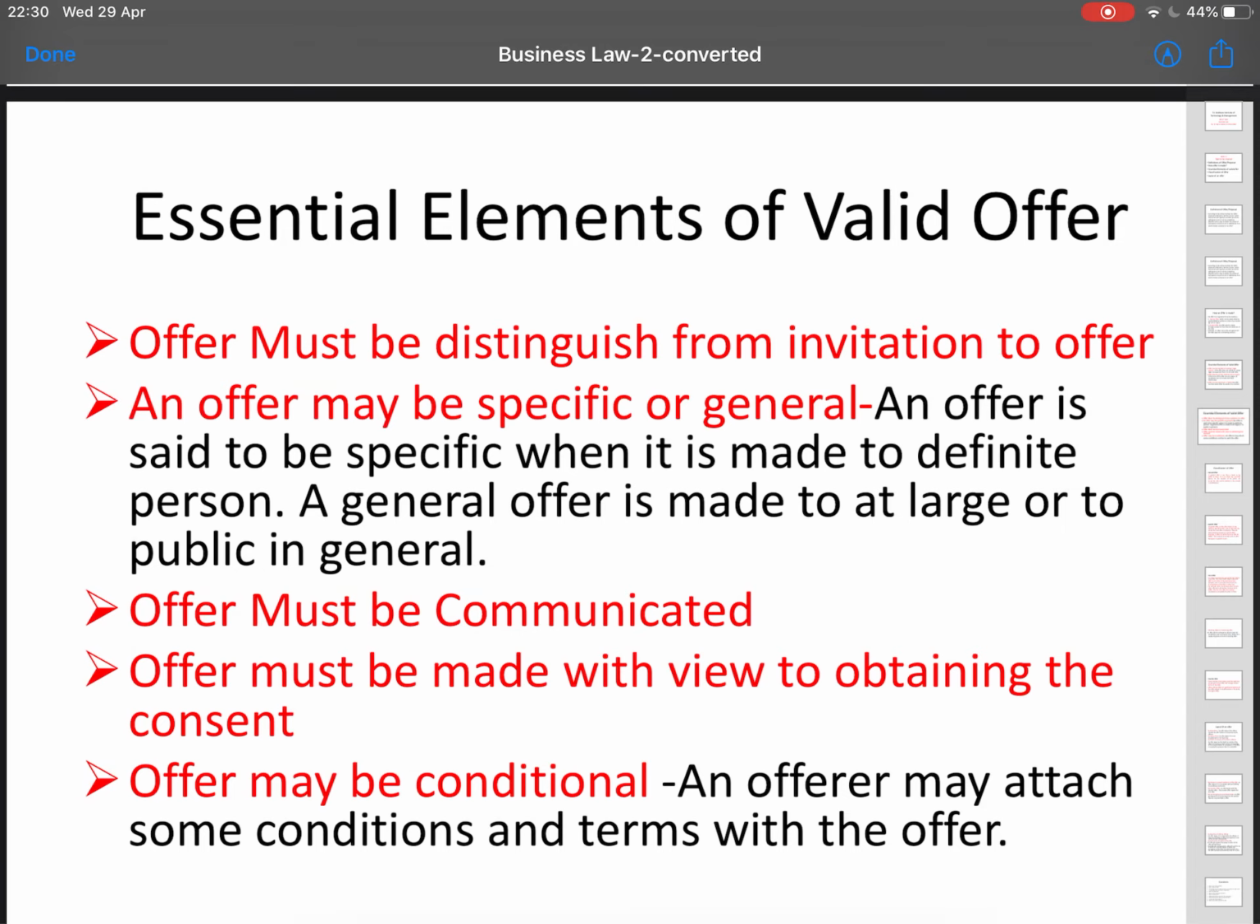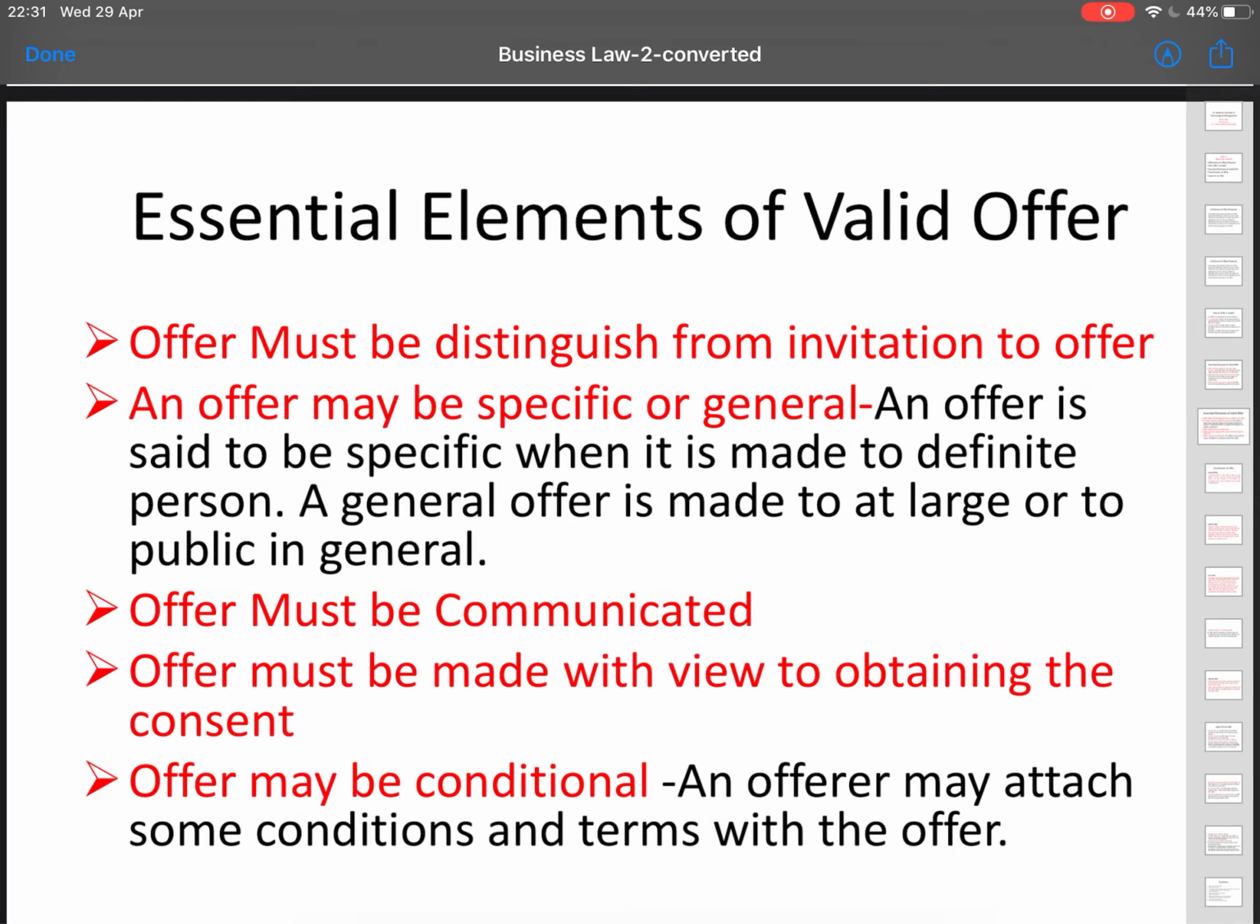The next essential element of an offer is that the offer must be made with a view to obtaining the consent of the offeree. An offer is effective only when it is communicated to the offeree, and until the offer is made known to the offeree, there can be no acceptance and no contract. Doing anything in ignorance of the offer can never be treated as its valid acceptance.